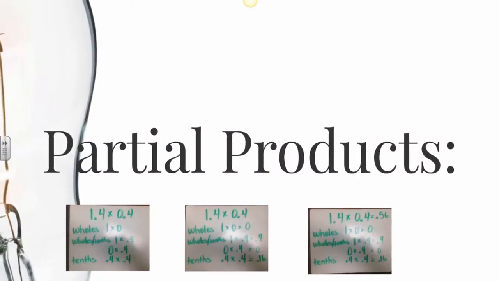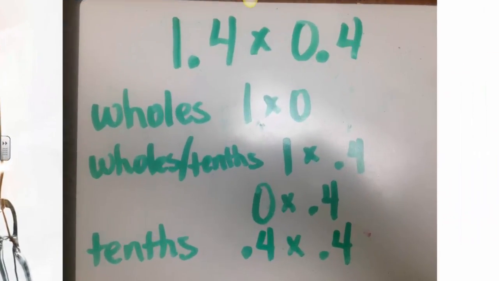The partial product strategy we discussed in part 1 of this three-part session can be applied to other types of numbers. Using partial products, we multiply the wholes by the other's tenths, then tenths by tenths.